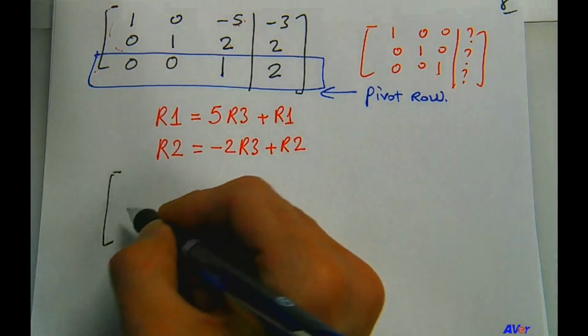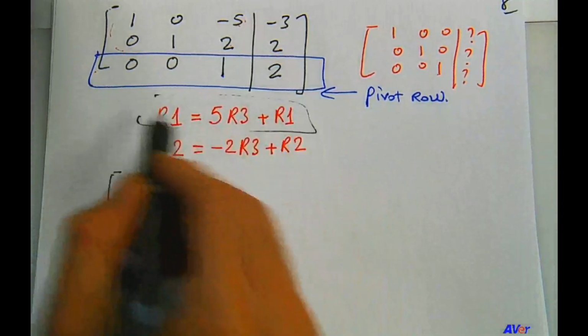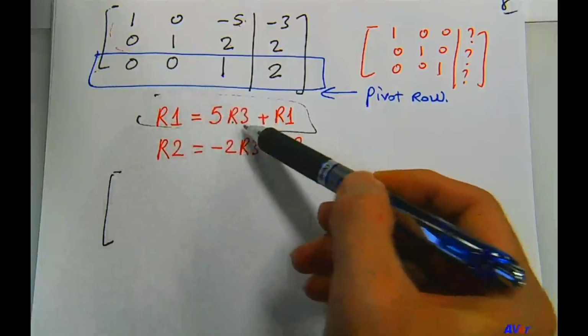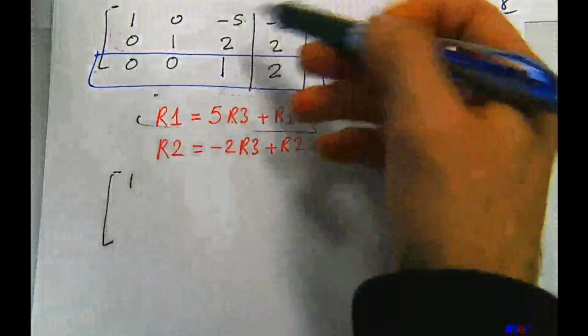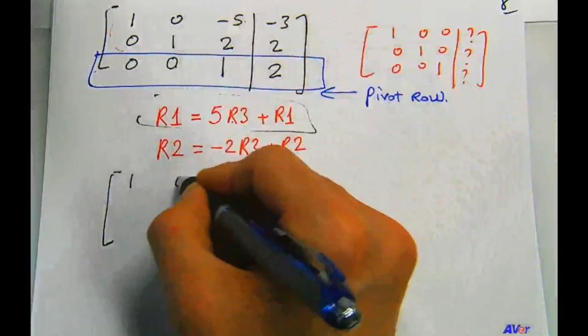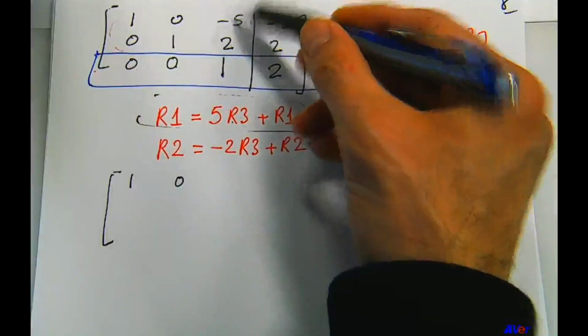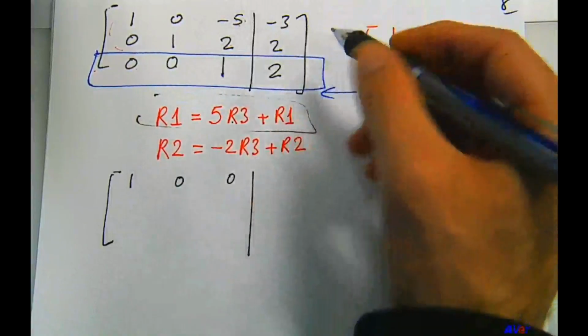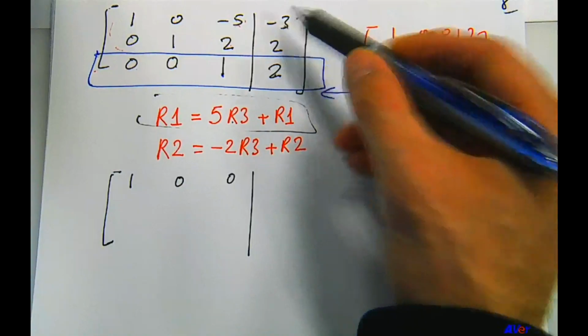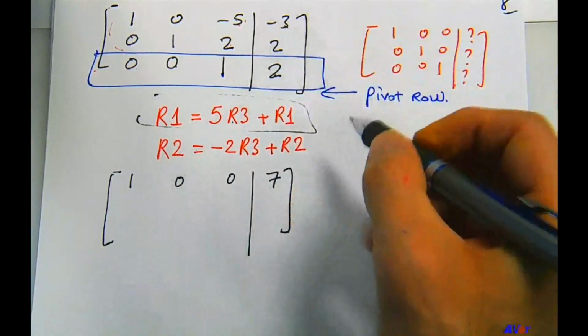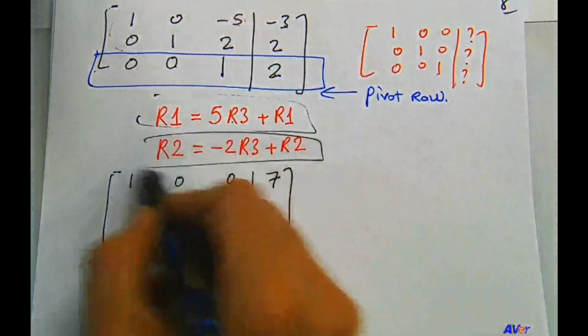First I'm going to do 5 times row 3 plus row 1. 5 times 0 is 0 plus 1, 1. 5 times 0 is 0 plus 0, 0. 5 times 1 is 5 plus negative 5, 0. 5 times 2 is 10 plus negative 3, 7. So now this row operation.